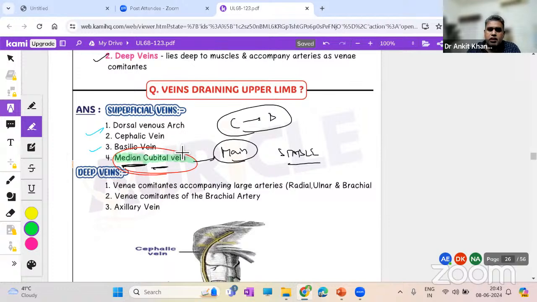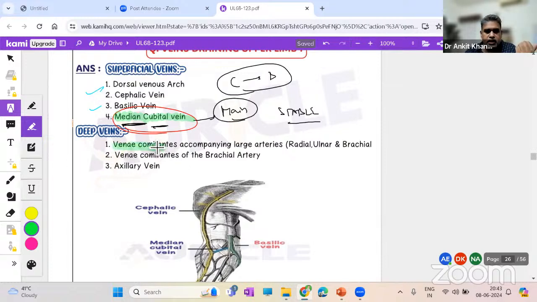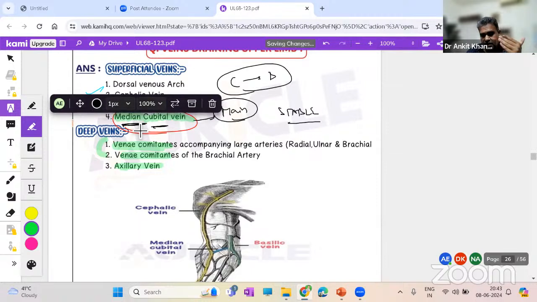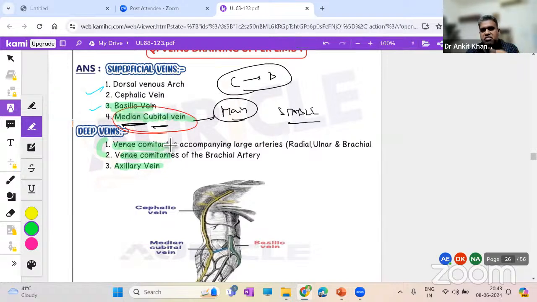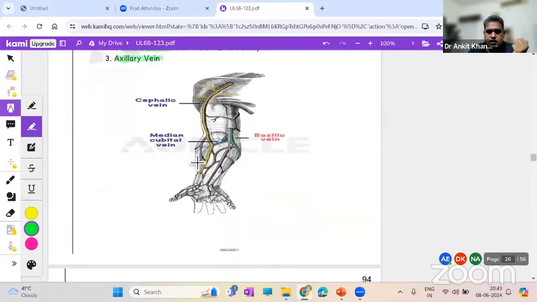Remember this name. Deep veins will obviously be the veins which are surrounding the arteries. They are known as venae comitantes. And as you reach the axilla, we call them axillary vein. Why is there no special vein over here? Because this basilic is the one which, as it ascends up, becomes the brachial vein. So before basilic becomes the brachial vein, there are all these small veins surrounding the major arteries. They are deep because they're surrounding the arteries. Arteries are deep. And then you have the axillary vein, which you have already seen, right?